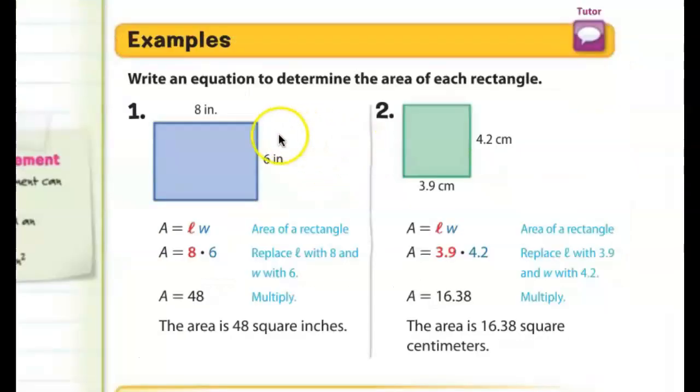These examples are pretty straightforward. If you have a rectangle that has a length of 8 and 6, then we multiply 8 times 6, and it's going to be 48 square inches. You do need to know that the label will not be just inches. It will be square inches because, as we talked about before, well, we're actually measuring 1, 2, 3, 4, 5, 6, 7.